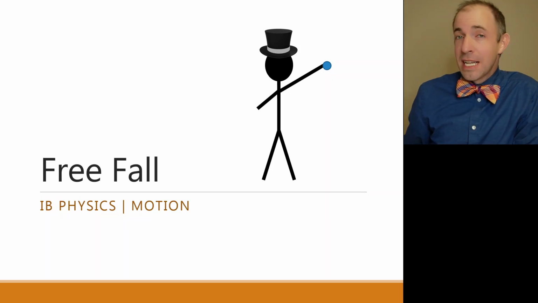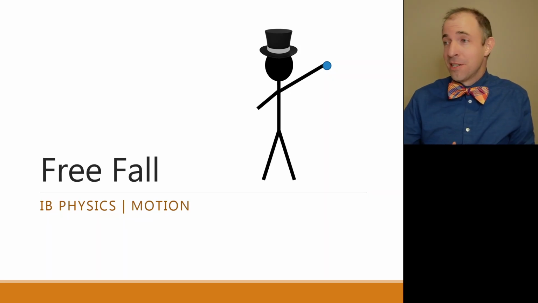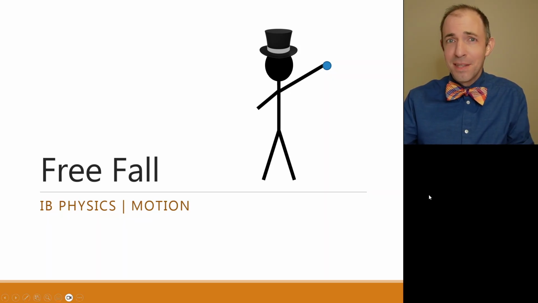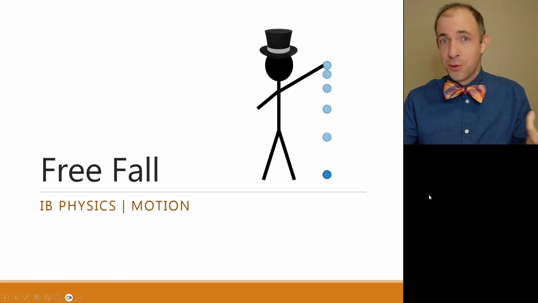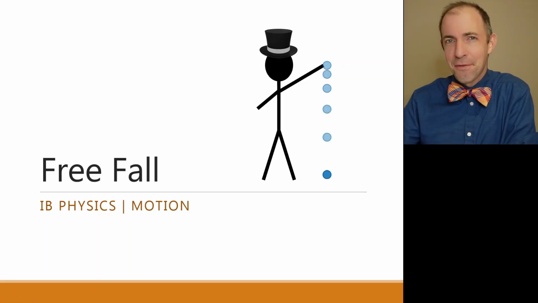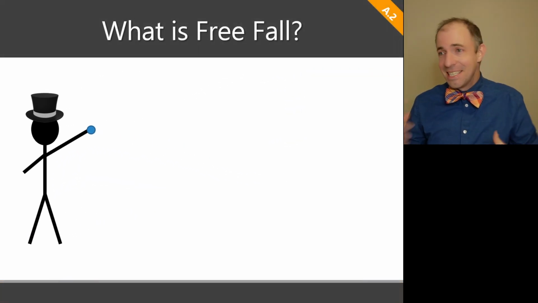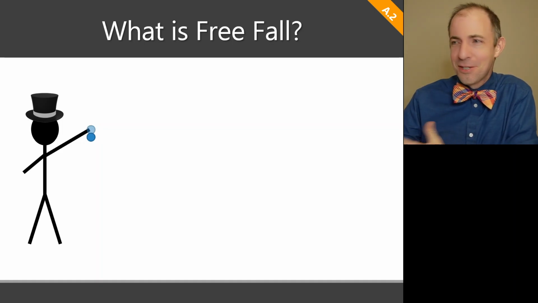In this video, we're going to look at a special example of constant acceleration. That is basically what happens if you drop something and it falls due to just gravity alone. We're going to call that free fall. So let's define the idea of free fall. It's basically what I just said.